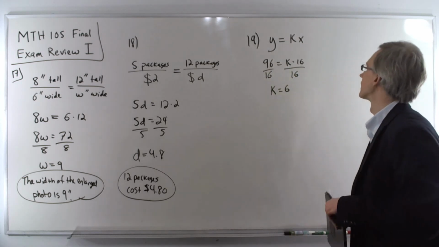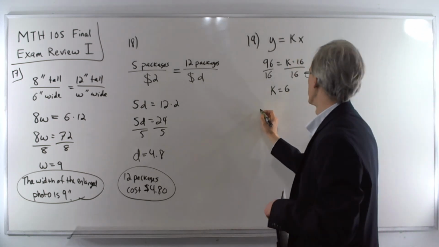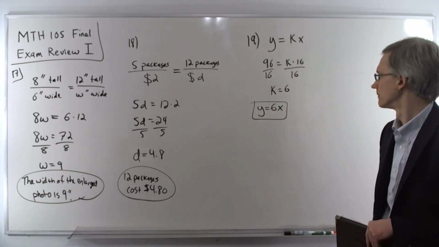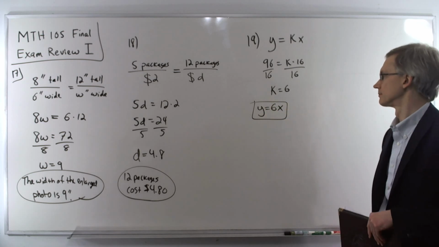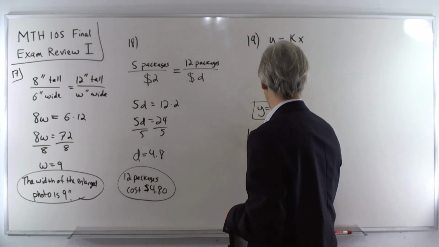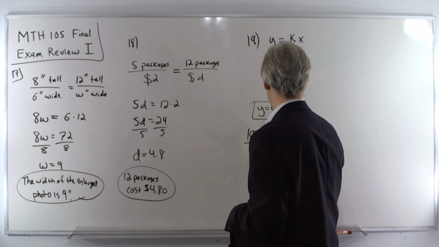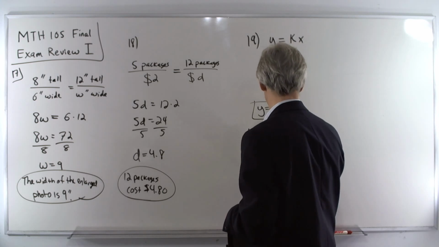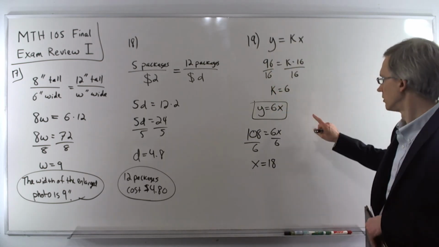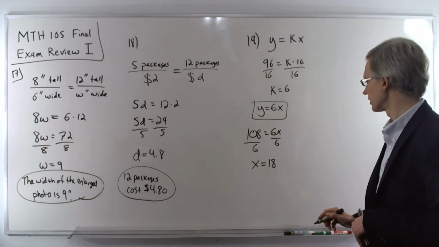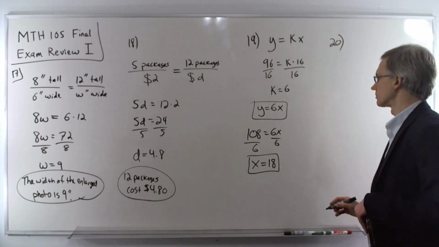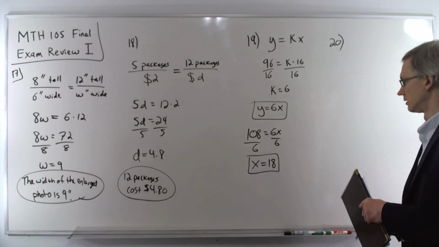So k is 6. Now I'm going to take the 6 and plug it back in here, and that gives us the equation of variation. So y equals 6x. So there's our equation. And that's the equation that relates x and y together. Now we're going to find the value of x when y is 108. So plug in 108 for y, solve for x, and we get x equals 18. So there's going to be 2 answers to these, the equation of variation and the final answer.